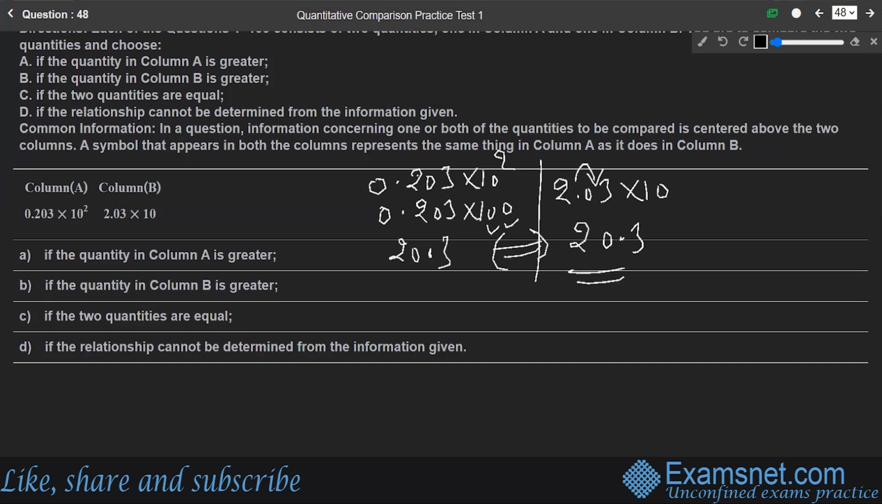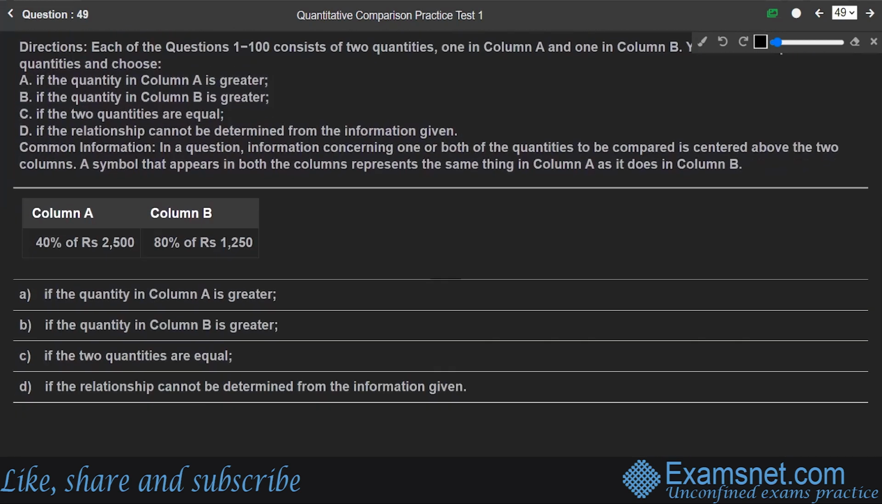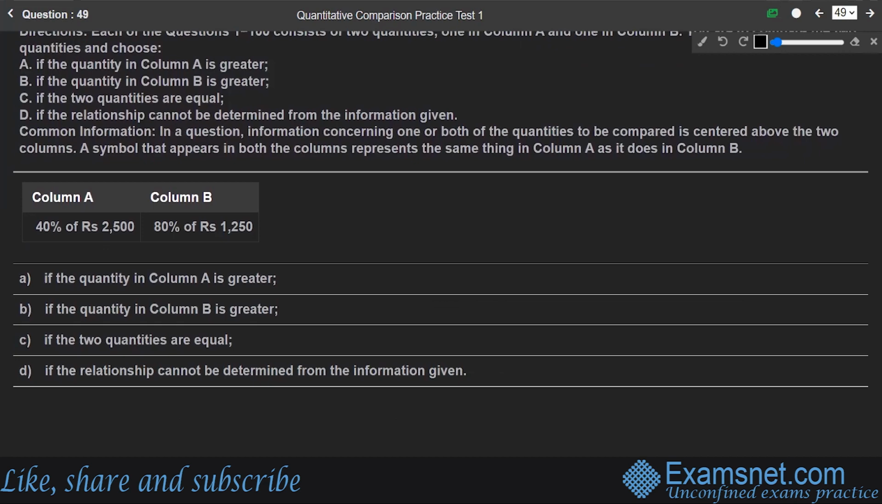So that's why option C is right, that the quantities in both the columns are actually equal. Now, question number 49 says 40% of 2500 in column A. Let us find out. 40% of 2500 is given by 40 into 2500 divided by 100. This is how we solve this.